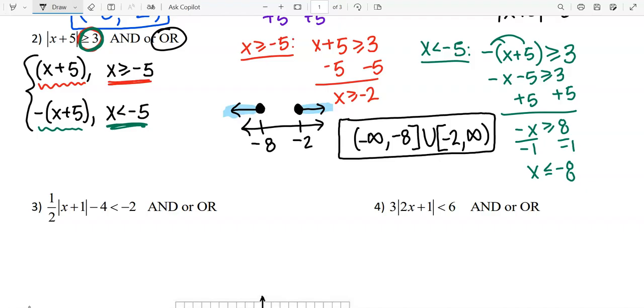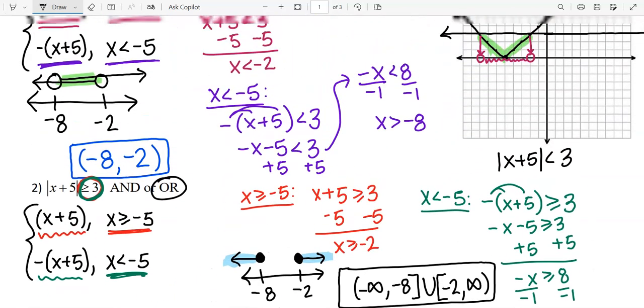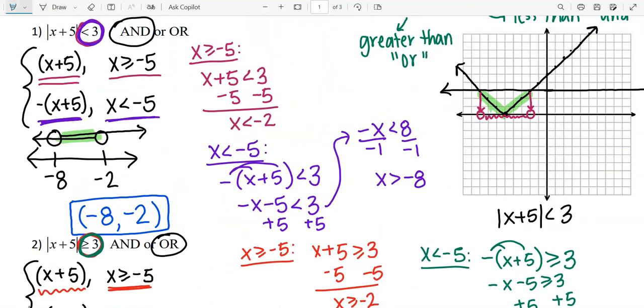Hey, what do we notice about this one? Isn't it kind of the same as the last one? Except the absolute value of x plus 5 this time is greater than or equal to 3. If we look at our graph, our V shape is above that line at 3 on the outsides of -8 and -2. So it was just like the last one, except you're finding where your absolute value is above that line. Questions?